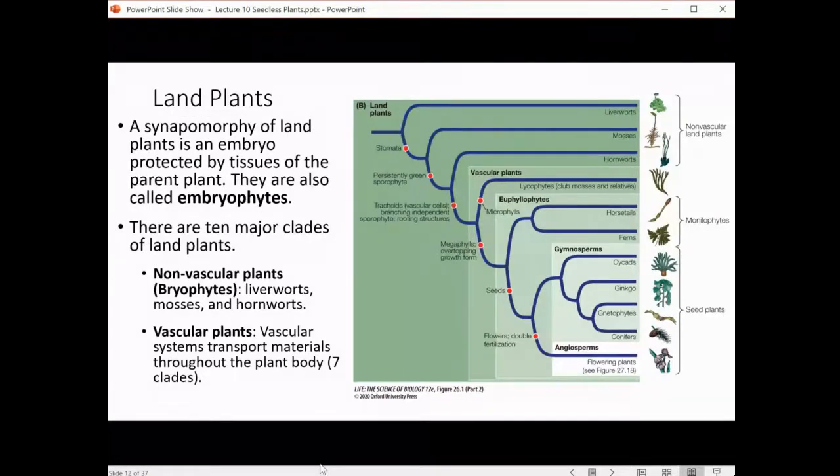Okay, so let's go to embryophytes. Embryophytes are plants where the embryo is protected. It starts off as part of the parent plant, and the parent plant actually has tissue protecting the embryo. There are 10 major clades here, you can see them in the tree, and we're going to start talking about some of these different clades. We'll talk about the non-vascular plants, which are called the bryophytes.